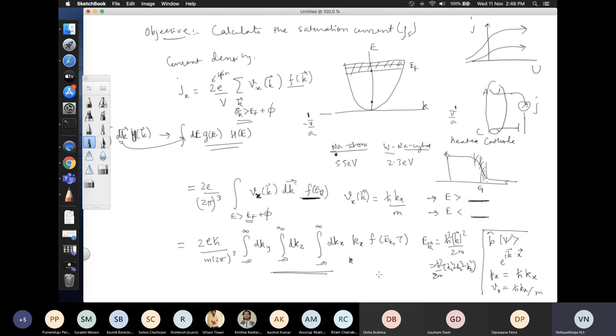Okay. And we are now saying that this is an integral over kx, but can all kx contribute to this current? Even if kx was zero, can it contribute to the current? Or will it satisfy this constraint? It will not, right? Because if kx was zero, its energy would be zero, and zero energy will never satisfy E greater than EF plus φ. So we have to modify the lower limit of this integral. Is that clear?